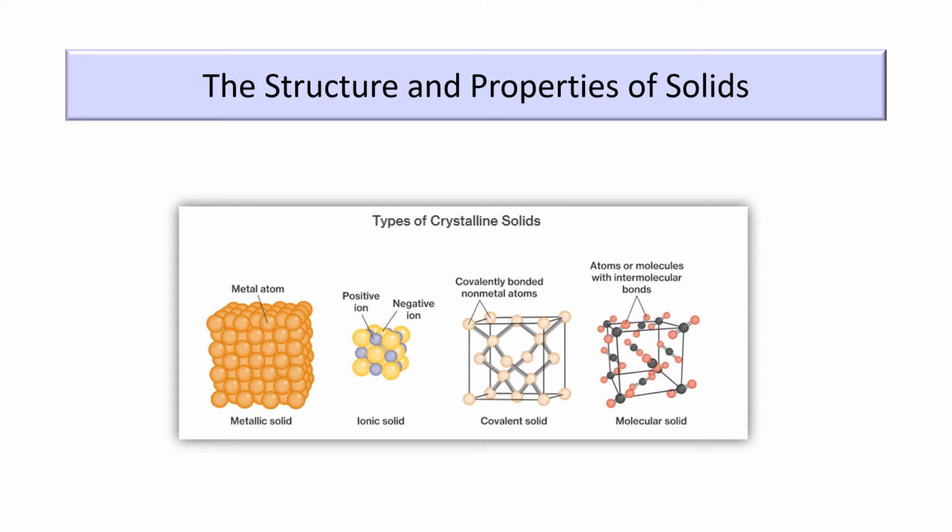The structure and properties of solids. In this video, we are going to look at four types of crystalline solids: metallic solid, ionic solid, covalent solid, and molecular solid.